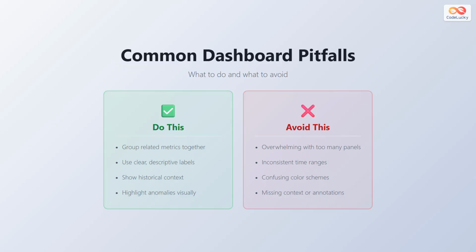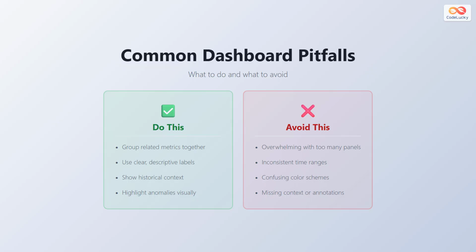Let me tell you what mistakes to avoid. Do group related metrics together so you can see the full picture at a glance. Do use clear, descriptive labels so anyone can understand what they're looking at. Do show historical context so you can see whether this problem is new or recurring. Do highlight anomalies visually so they stand out.